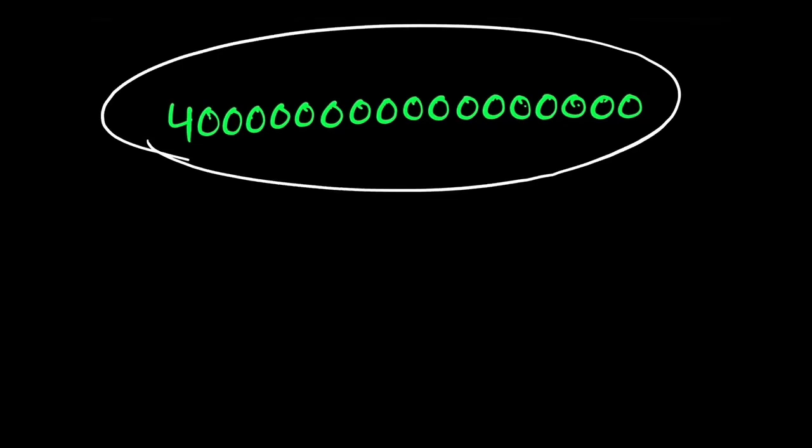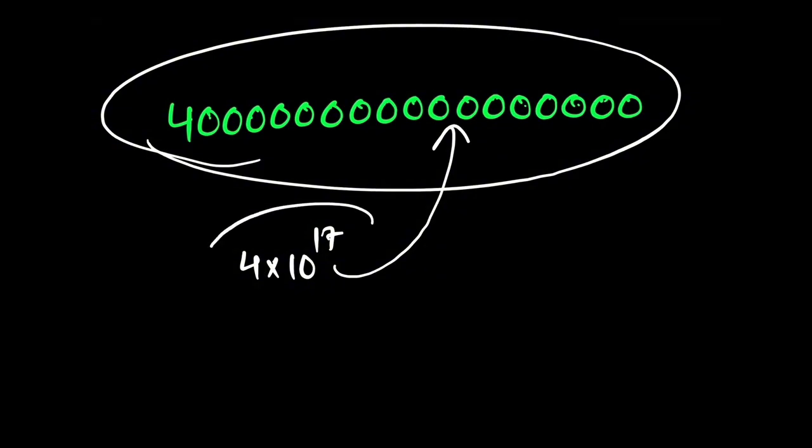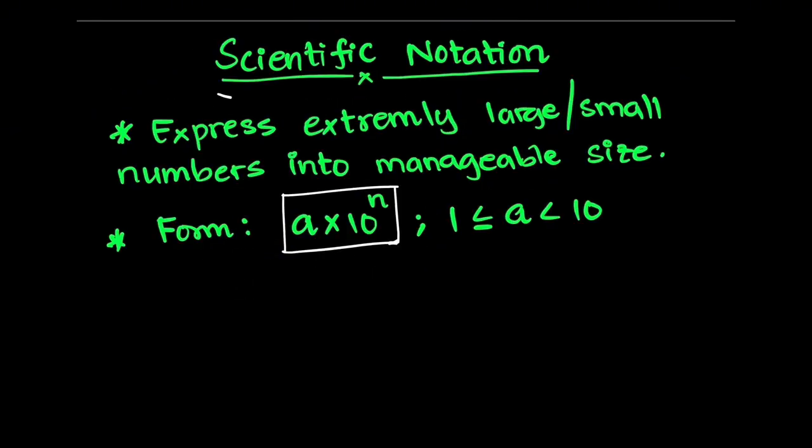I have this huge number on the screen which is 4 followed by 17 zeros. If someone asks me to write this number, I would simply write it as 4 times 10 raised to 17, which is exactly equal to this huge number. Isn't this number easy to read and write? So guys, let's take a look at the scientific notation.